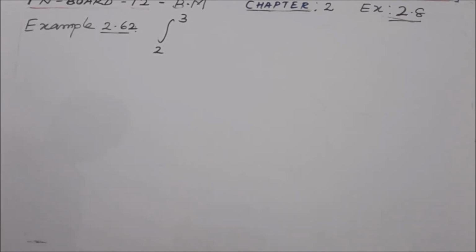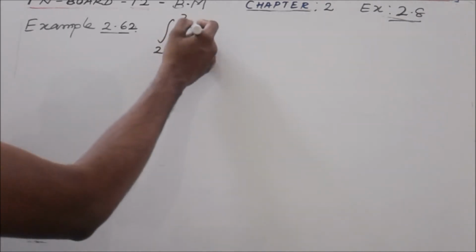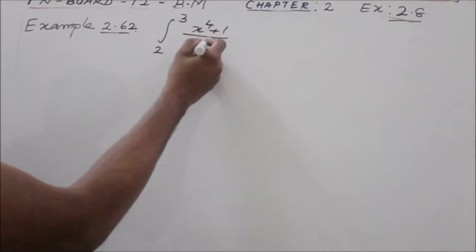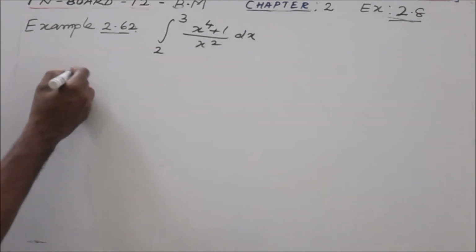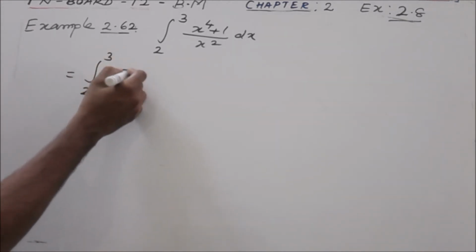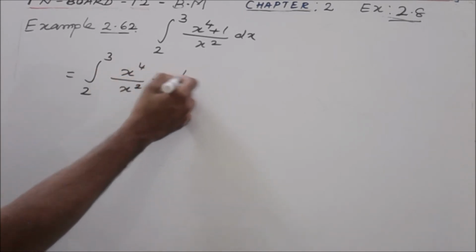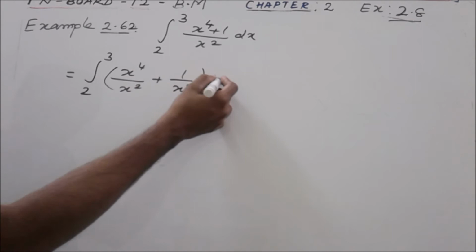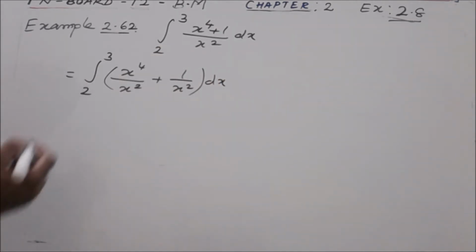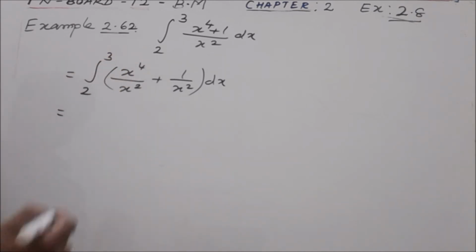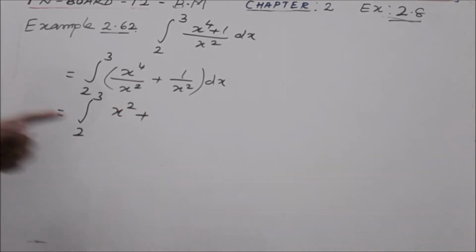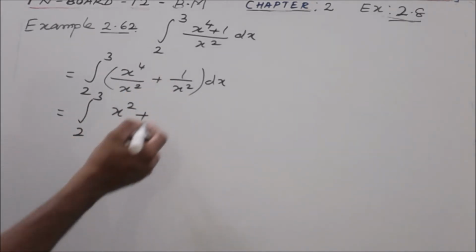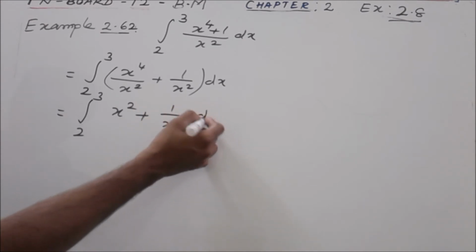2.62 example, integral 2 to 3 x power 4 plus 1 by x square into dx. We don't have a direct formula, so just split the denominator to both the terms in the numerator. That is equal to integral 2 to 3 x power 4 by x square plus 1 by x square into dx. Here x square and x power 4 cancel, dividing x power 4 by x square we get x square, then 1 by x square dx.